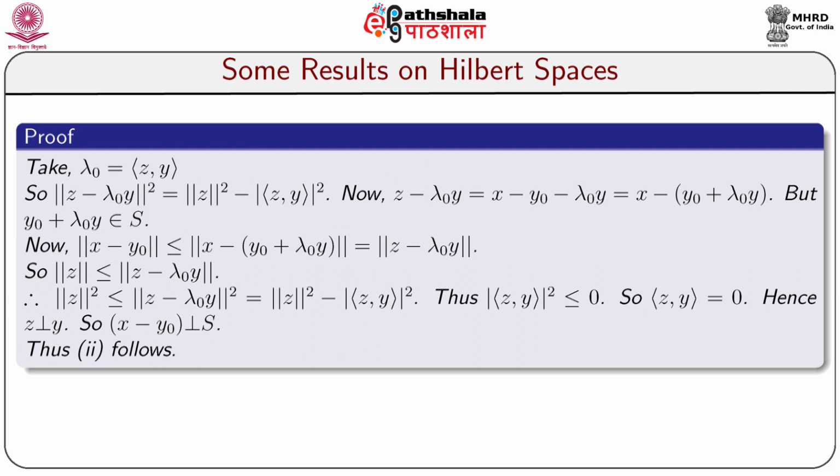Therefore, norm z square is less than or equal to norm of (z minus lambda not y) square, which is equal to norm z square minus modulus of inner product z comma y square. Thus, modulus of inner product z comma y square is less than or equal to 0, which implies that inner product z comma y equals 0. Hence, z is perpendicular to y. So, x minus y naught is perpendicular to S, and thus the proof of 2 follows.